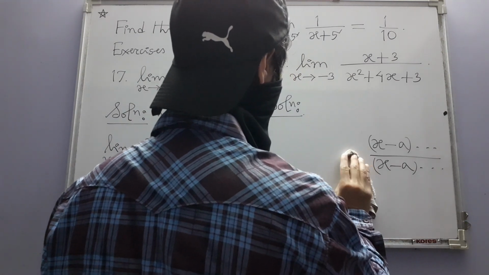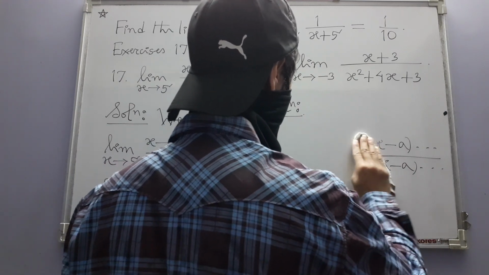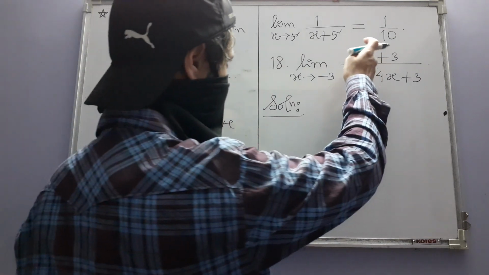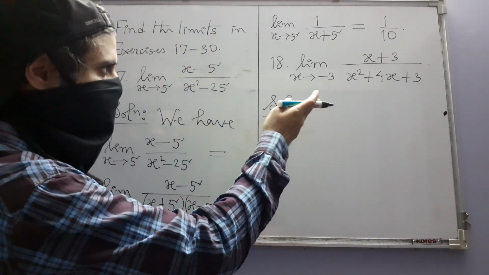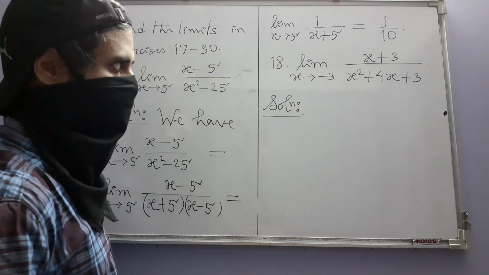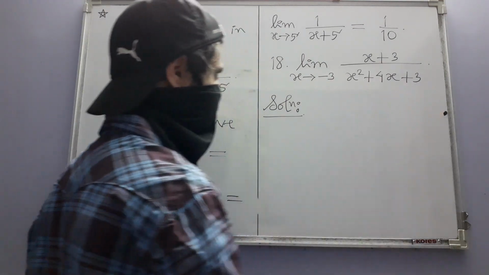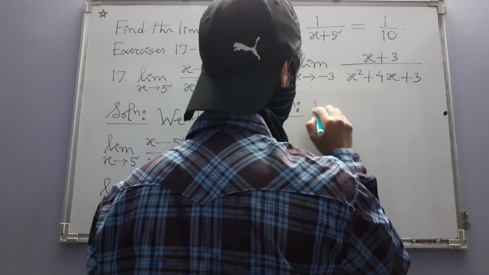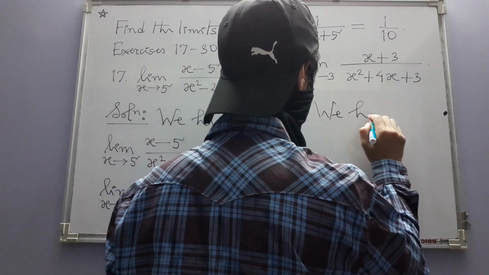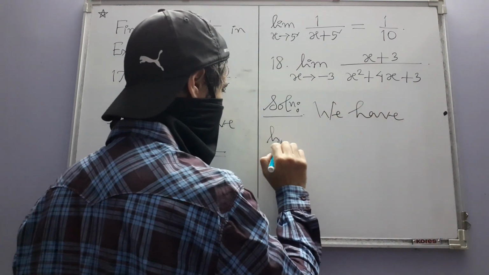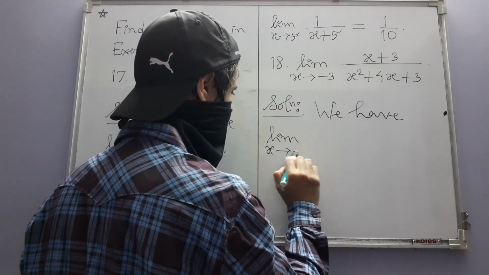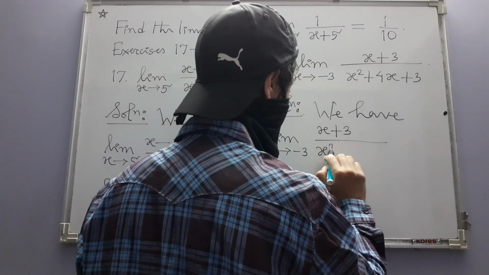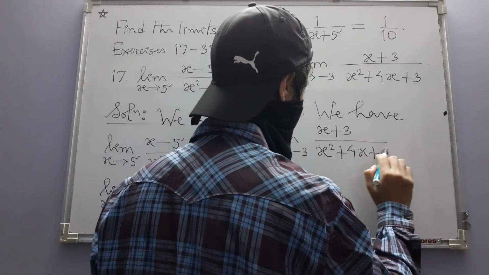In this case, x minus a is x plus 3 because a is minus 3. So we already have x plus 3 in the numerator, so we should also get it in the denominator. That means this quadratic polynomial has to be factorized, one factor of which will be x plus 3. x plus 3 over x squared plus 4x plus 3.